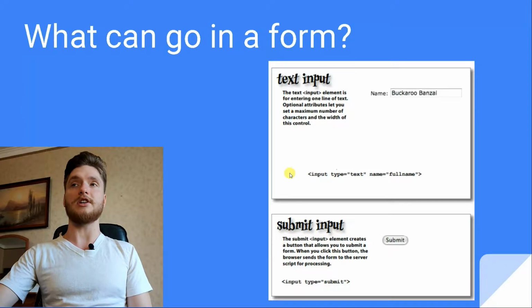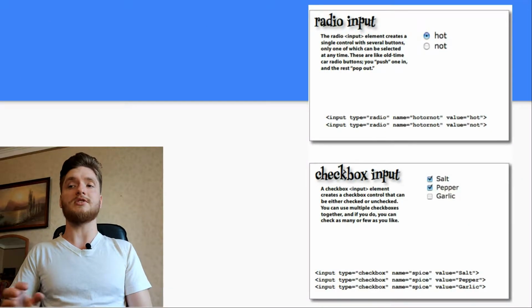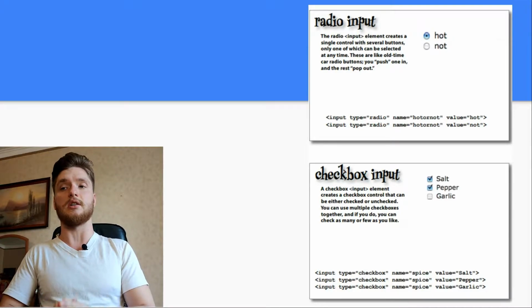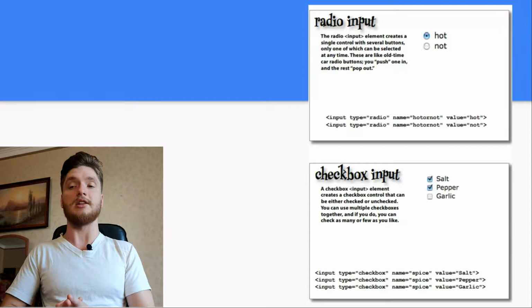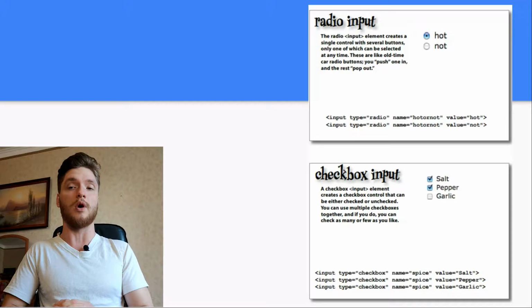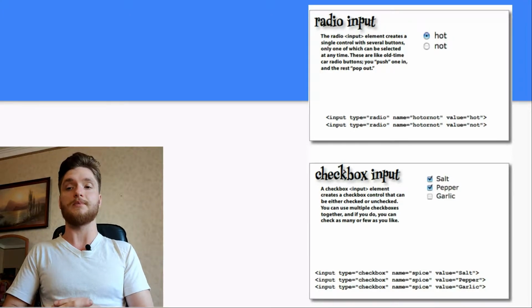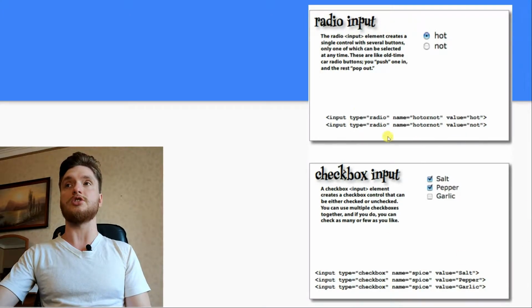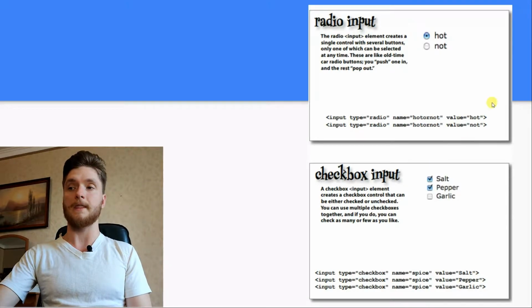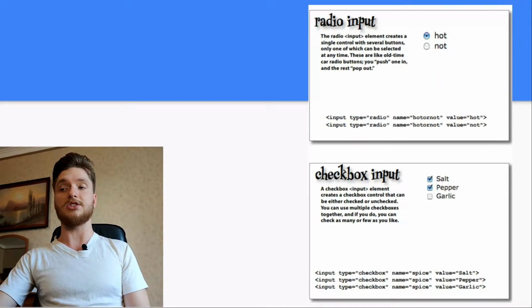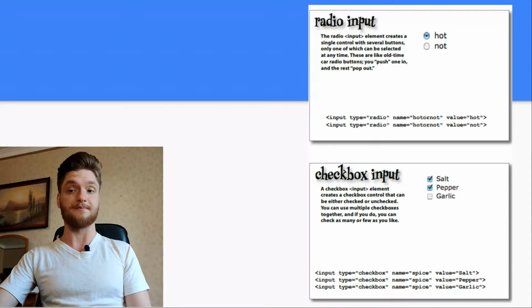Radio input. The radio input element creates a single control with several buttons, only one of which can be selected at any time. These are like old-time car radio buttons. You push one in and the rest pop out. Use a radio input for each choice. All the radio buttons associated with a given set of choices must have the same name. The radio control allows only one choice from the set, but each choice has a different value.